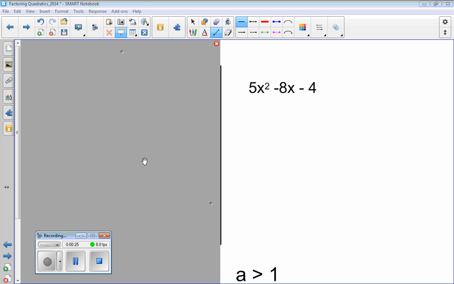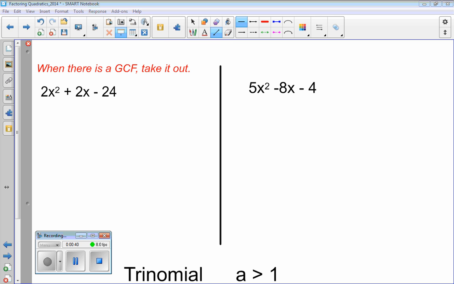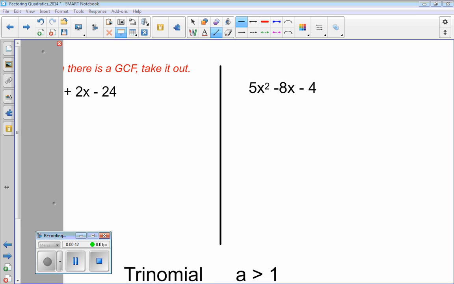This is a special case. We're going to deal with lots of special cases when we deal with factoring. But the first thing you always want to look for is a GCF, and there's nothing here. Because if there was a GCF, you would do it like we did on the left-hand side, and that's what we did before. We took that 2 out, and then we factored what was left.